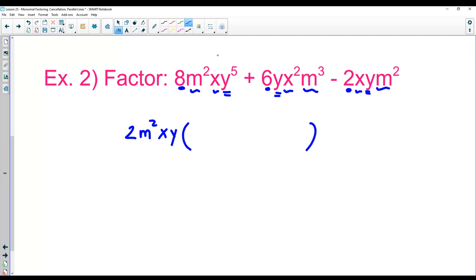All right, let's get our parentheses ready. We are going to factor out the GCF out of your first term. Okay, so 2 goes into 8 4 times. M squared goes into m squared once. X goes into x once. And y goes into y to the 5th, y to the 4th times. Okay, so what we have left is 4 times 1 times 1 times y to the 4th.